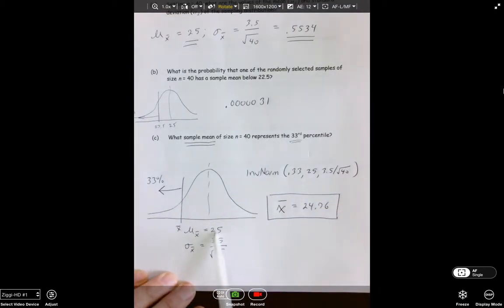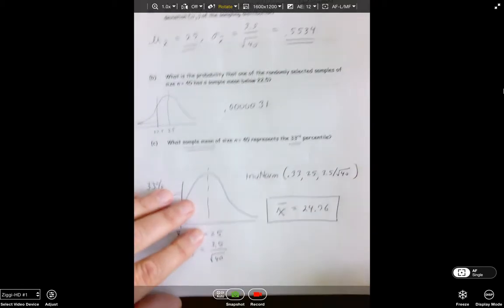So we knew back here that it was going to be a value below 25, because the mean is at the 50th percentile because it has 50% of the scores below it. So this mean right here that has 33%, we knew it had to be to the left of 25, but we didn't know how far to the left. Well, it turns out it's 24.76.